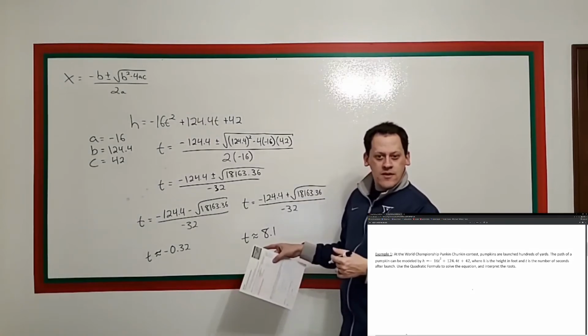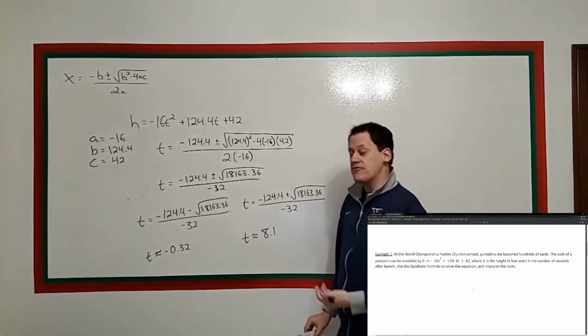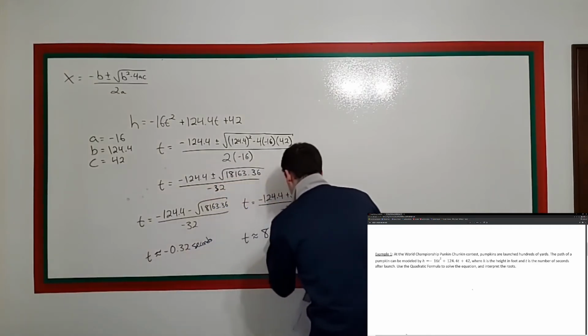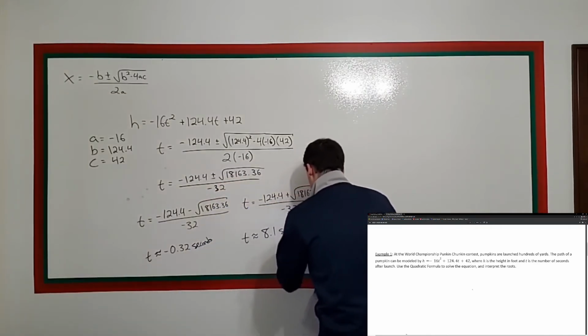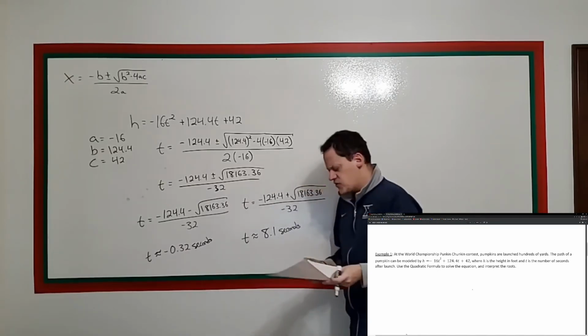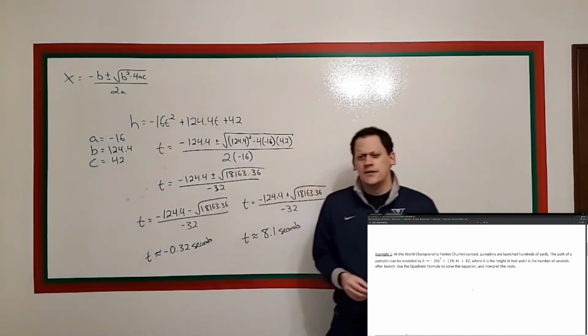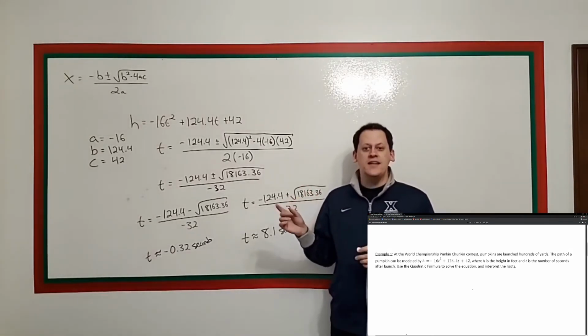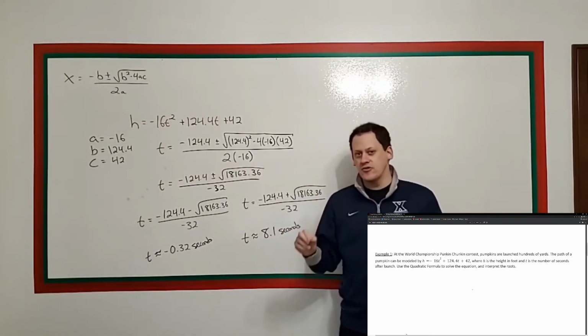T is in what units? Going back to the problem here, t is the number of seconds after launch. This is seconds. So the path of a pumpkin can be modeled by this equation. H is the height in feet, and t is the number of seconds after launch.